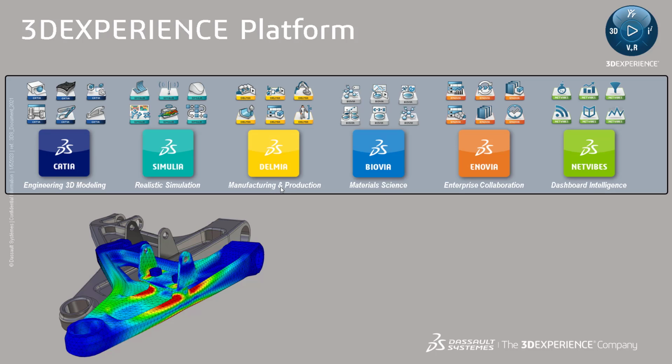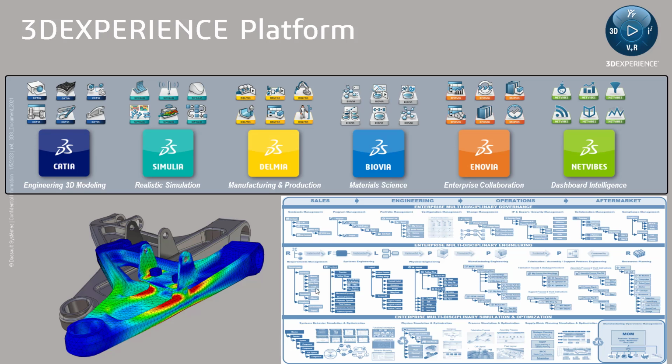Manufacturing analysis and definition. Biovia is material science, enterprise collaboration with Enovia, like all the PLM backbone and change and configuration management, and then dashboarding and intelligence and all other related things with NetVibes. And behind the scenes, all of this is model based. So this actually enables collaboration and parameterized simulation, and this comes as semantically rich information for the integrations.